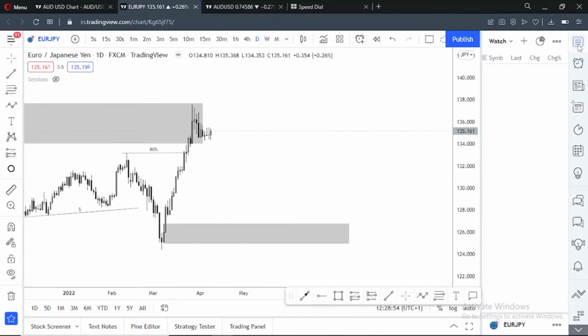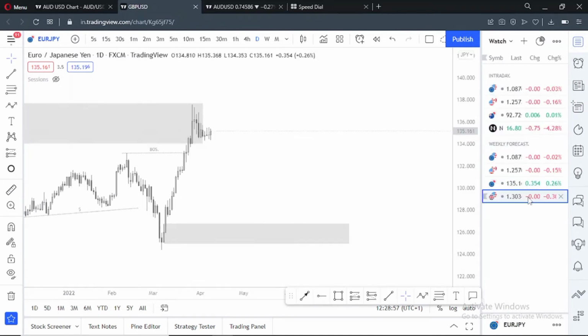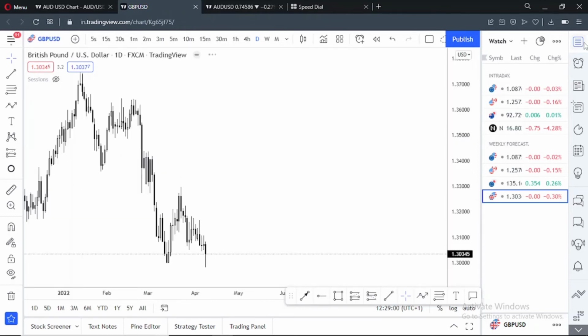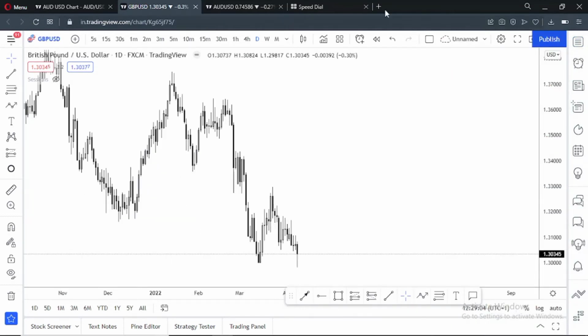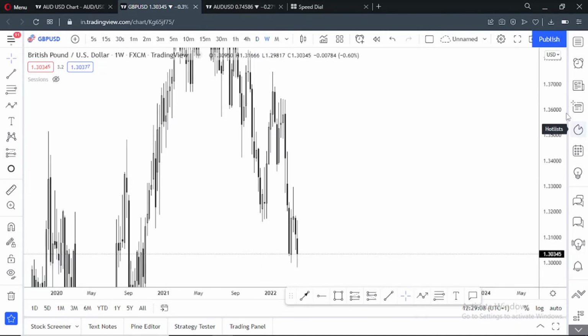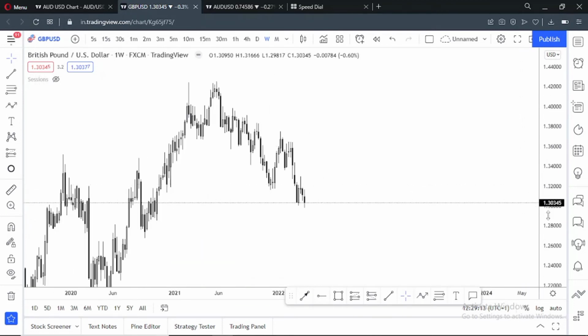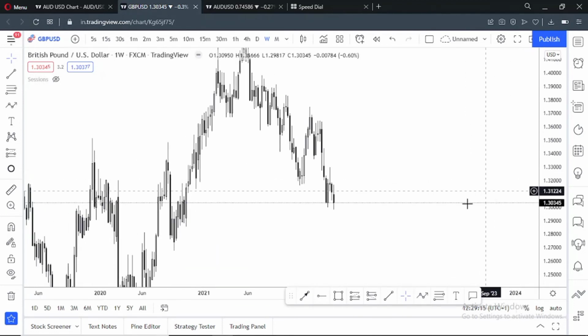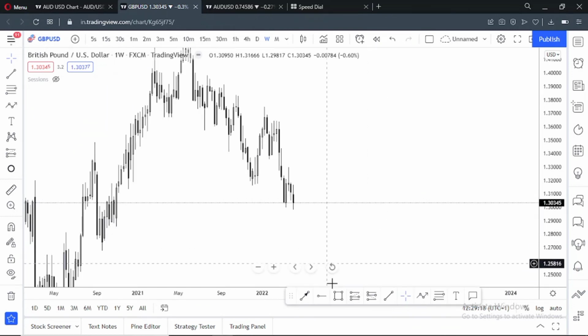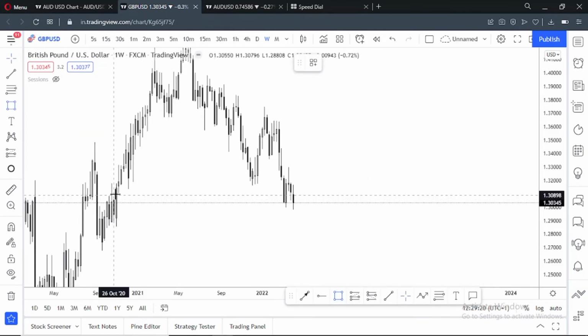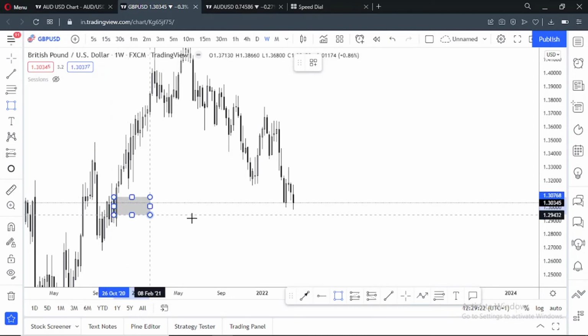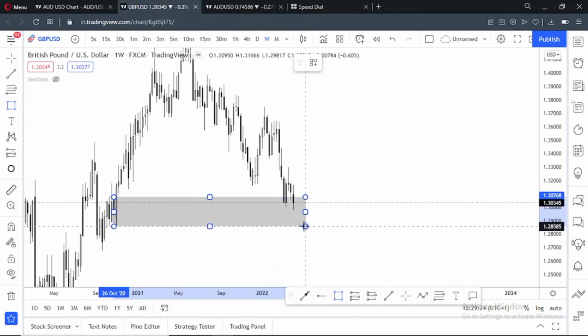And going to the next pair, which is the last pair, GBP USD. Now I can see something: the fact that price is reacting to this demand zone here. Now, why is it a valid demand zone?